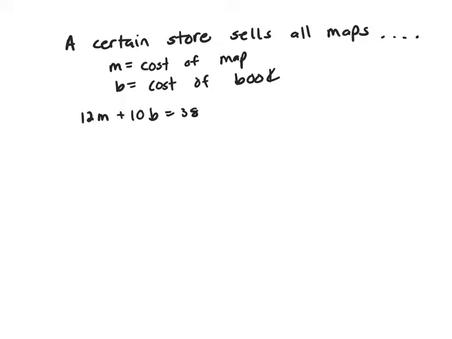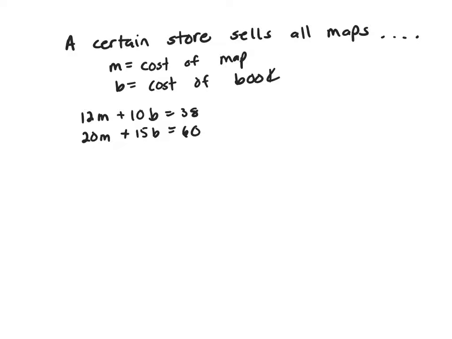And on Tuesday, the store sold 20 maps plus 15 books for a total of $60. We need to figure out the cost of each one and then subtract to find the difference.